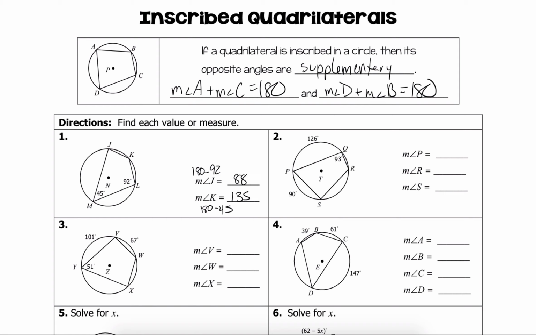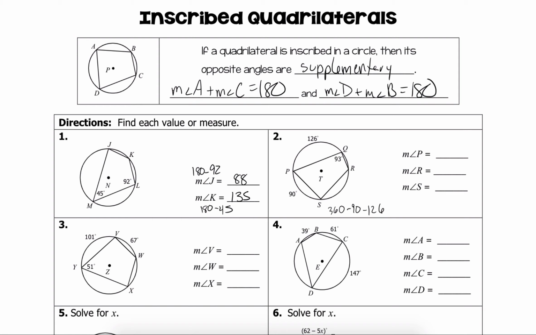Okay. Number 2, we get a little trickier. We're going to add in some arcs here. Okay, so let's find the missing arc, the thing I don't know. So here I have this arc, QP is 126. I have this arc is 90. So the rest, I could find the rest of it, which is QS here, by taking 360 minus 90 minus 126.